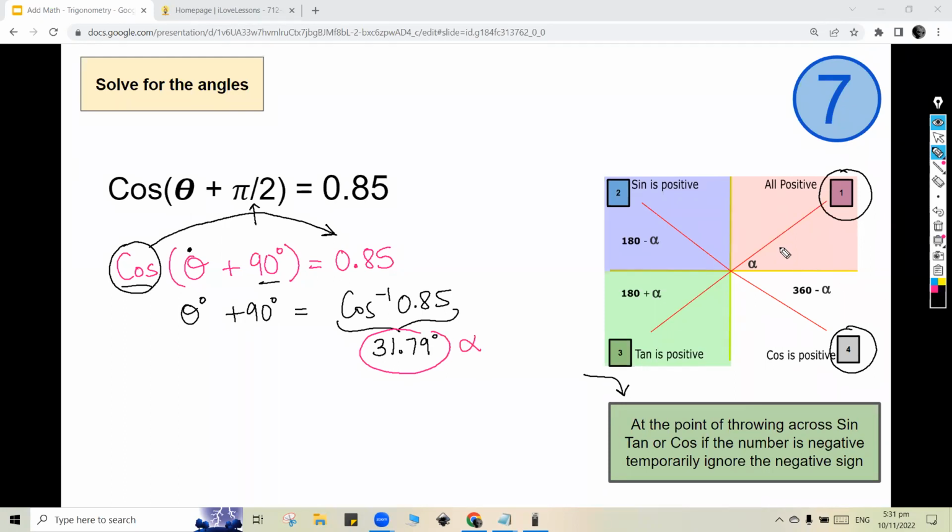So our first answer is 31.79 degrees. And of course, we have to replace alpha here with what? 31.79 degrees as well. 360 minus 31.79. And our second answer is 328.21 degrees. Let's make sure you're seeing that on the calculator.